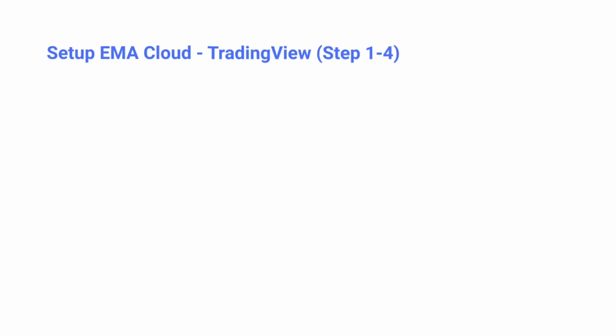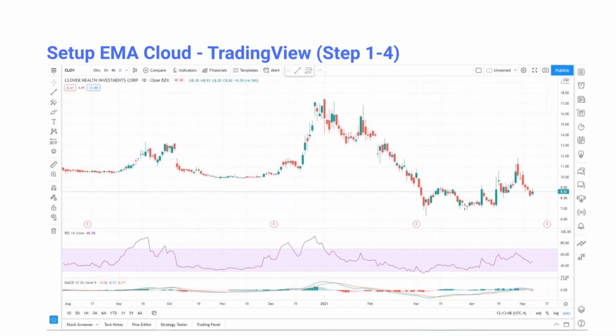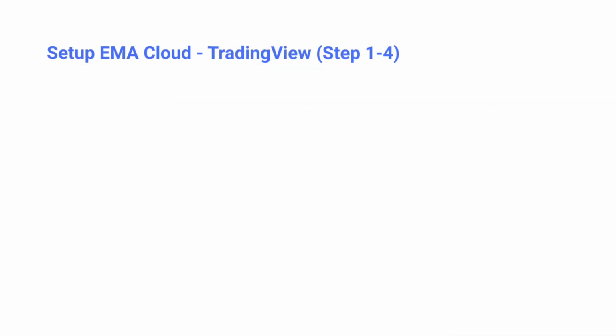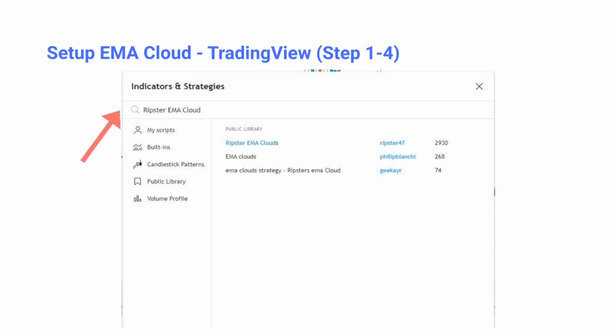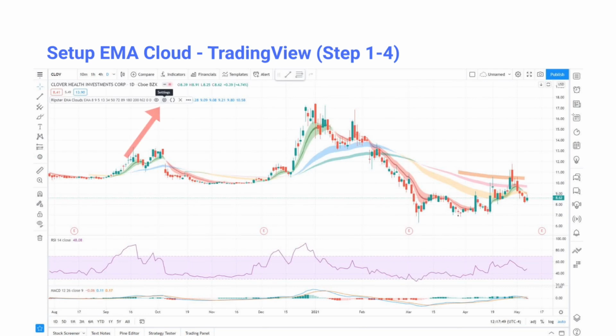There are 4 simple steps to set up EMA Cloud on TradingView. Step 1. Go to Indicators and Strategies. Step 2. Search the script Ripster EMA Clouds. Step 3. Add Ripster EMA Clouds to your chart. Step 4. Go to Settings and personalize your EMA Cloud.